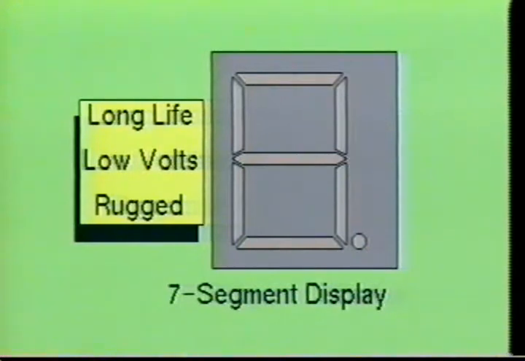The 7-segment light-emitting diode is one of the most widely used display devices found in counter circuits. This is due to its long life, low voltage requirements, ruggedness, and the fact that it can be plugged into an IC socket.